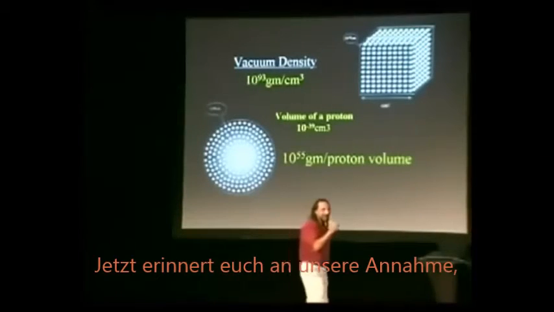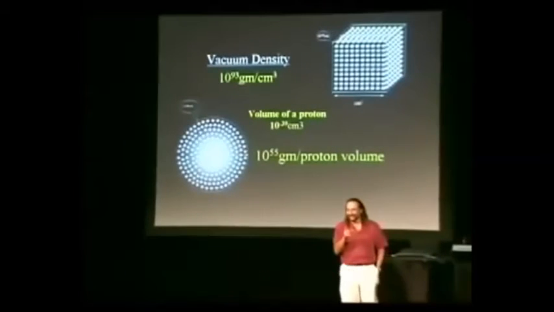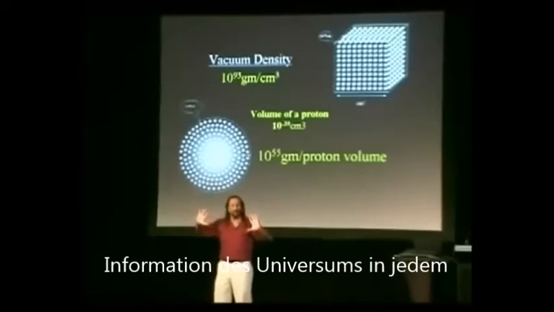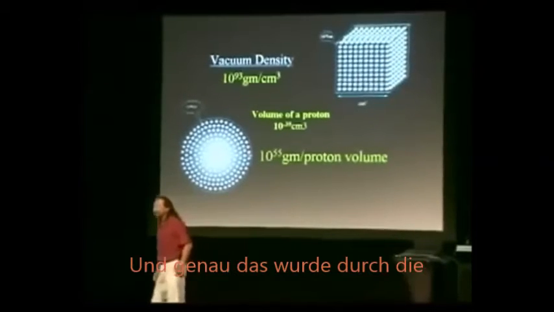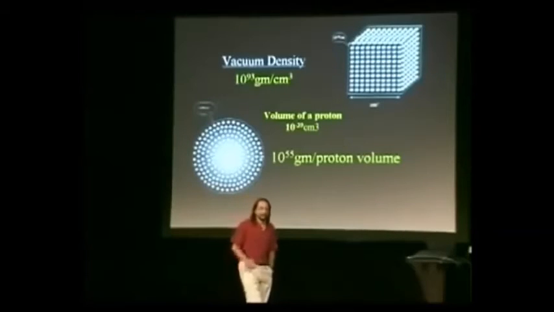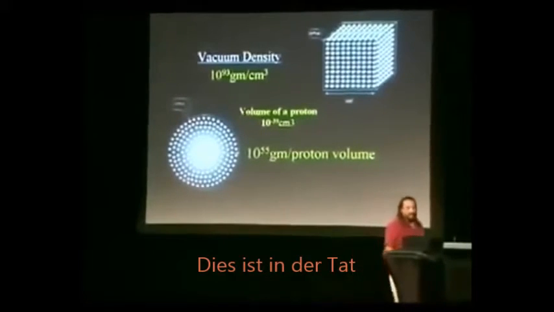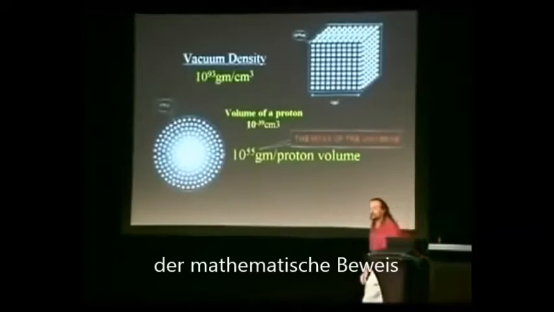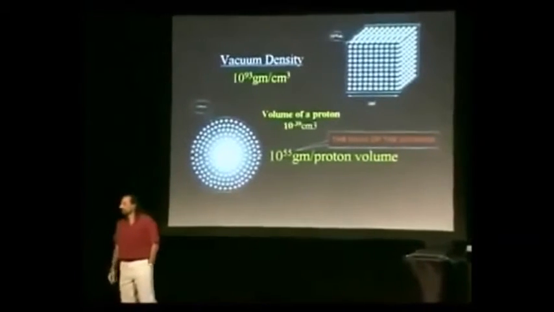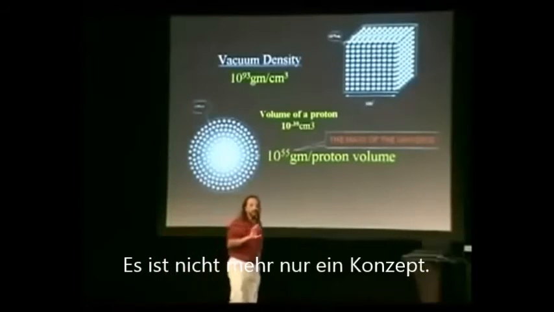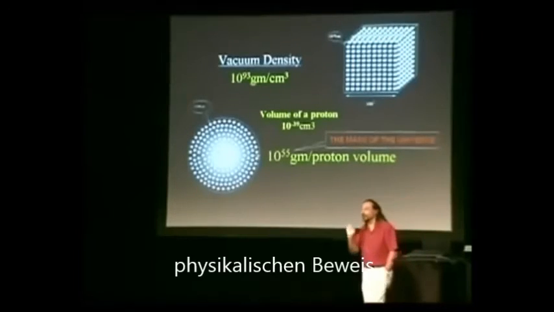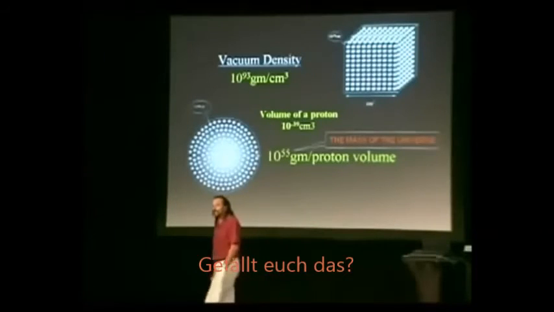Now remember our assumption, remember our statement? The vacuum connects all things. If that was true, that would mean that you'd expect all the information of every proton in our universe to be present in each one of them. And that's exactly how the math came out. Isn't that cool? This is actually the mathematical evidence, I'll call it for now, that everything is one. Now, no longer just a concept, no longer a dogma, now it's a mathematical, physical evidence.